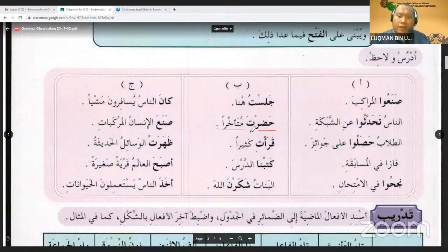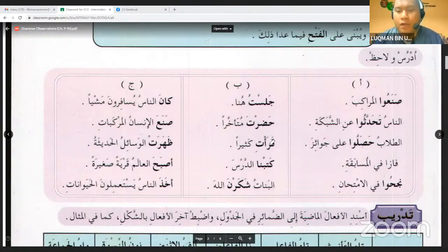Hadarta mutaakhiran. So you arrived late. Dumating ka. So ta here is also the doer, but it ends with fatha, of course. Hadarta mutaakhiran. You arrived late. So mapapansin nyo dito sukun, no? Before the attached pronoun, the perfect tense of the verb ends with a sukun. That's why it is called mabniyun ala sukun, fixed upon sukun.